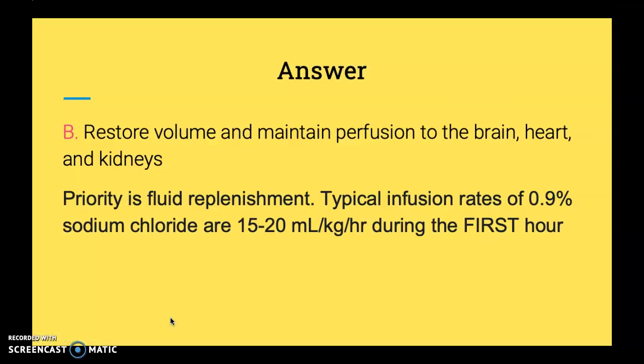The answer is B. Restore volume and maintain perfusion to the brain, heart, and kidneys. The priority intervention is fluid replenishment. The typical infusion rate for DKA is 0.9% sodium chloride at 15 to 20 milliliters per kilogram per hour during the first hour. It is important to remember that fluid replenishment does not change until the blood glucose is 250 or less. This will be the IV therapy you provide in the first hour in order to replace fluids, which is the priority intervention for a patient in DKA.